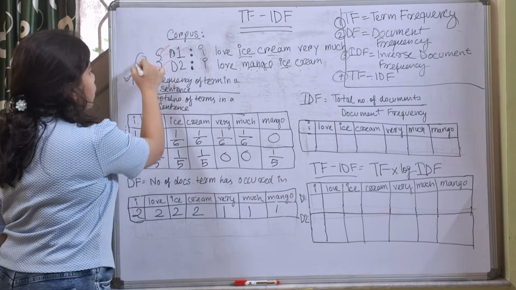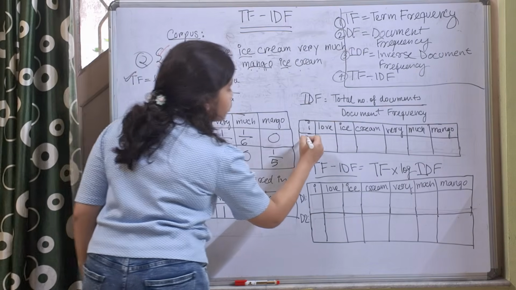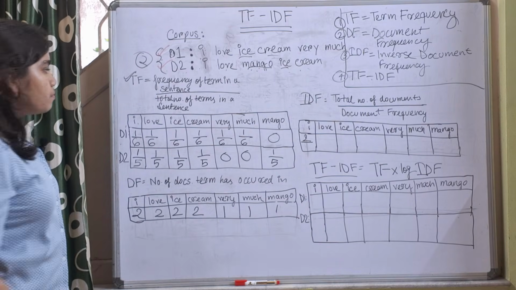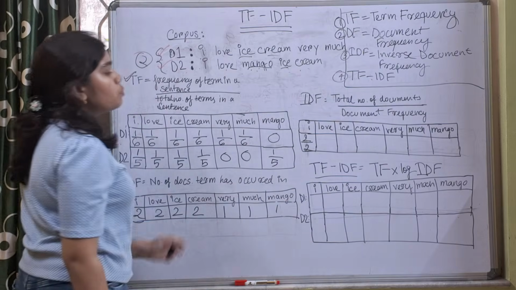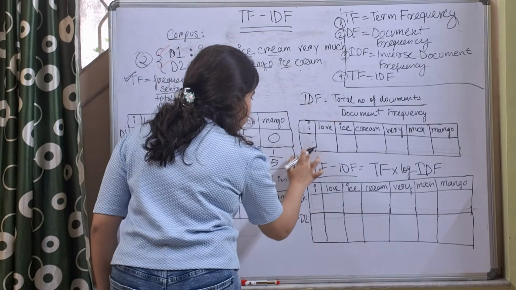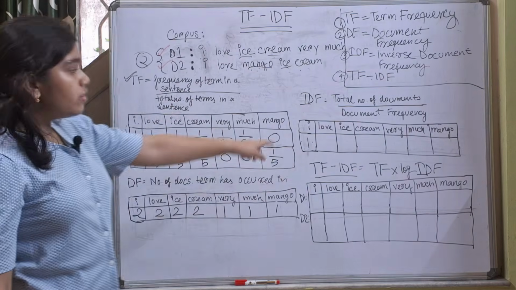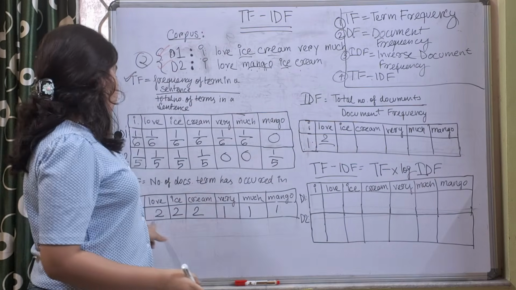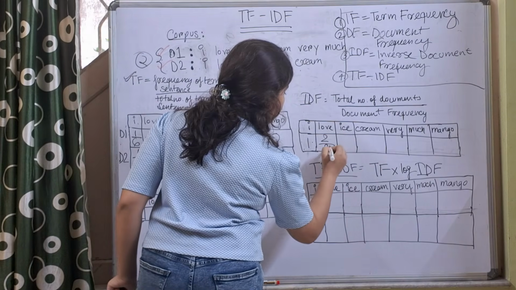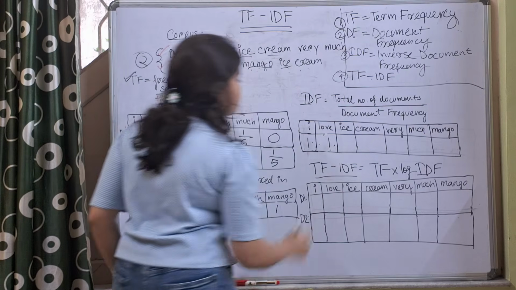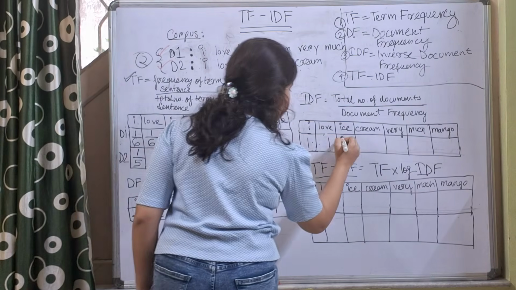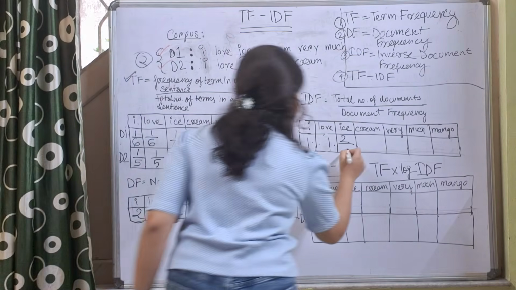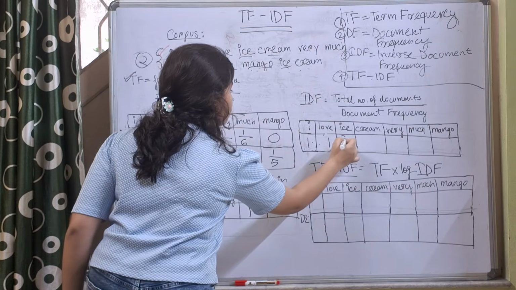So here are 2 documents in total. So 2 by the document frequency of I, which is 2, right? So 2 by 2. 2 by 2 means we know it is 1, so we will just write 1. Then we have love. This will also be 2 by the document frequency of love, 2, so this will also be 1. Then we have ice. Total number of documents 2 by document frequency of ice 2. So 2 by 2 we get 1.